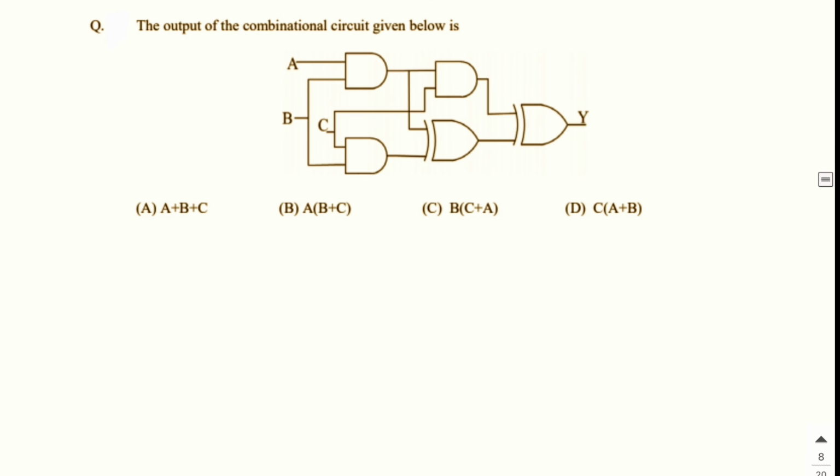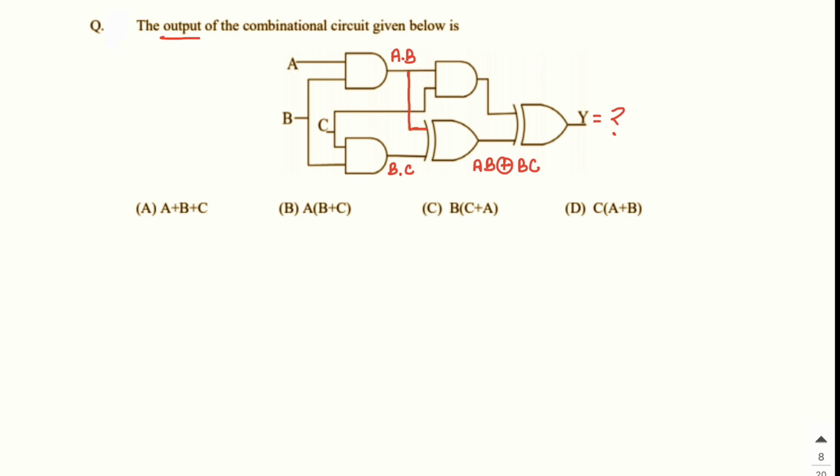Again, we have some combinational circuit and we are supposed to find out the output of this circuit, that is y. So again, we have to find out an expression for y and see which of the options given to us it matches. So let's get started. We have the output of this first AND gate as A dot B. Then the output of this is B dot C. And you can see that this A dot B is actually coming over here. So this is an XOR gate. So you have AB XOR with BC.